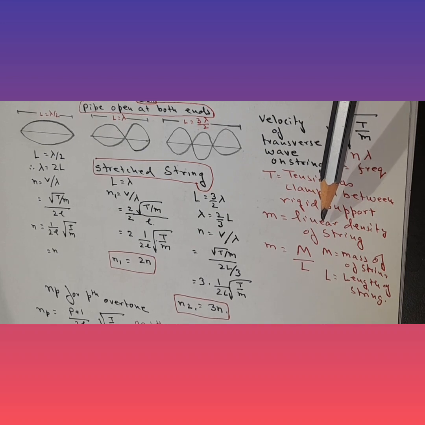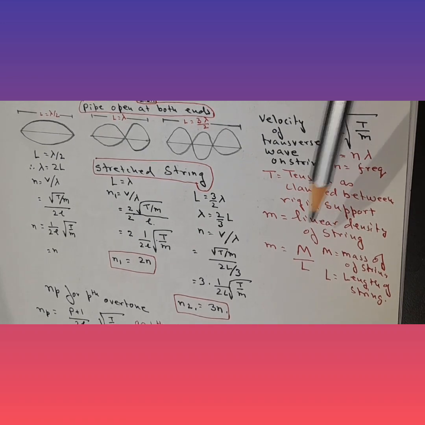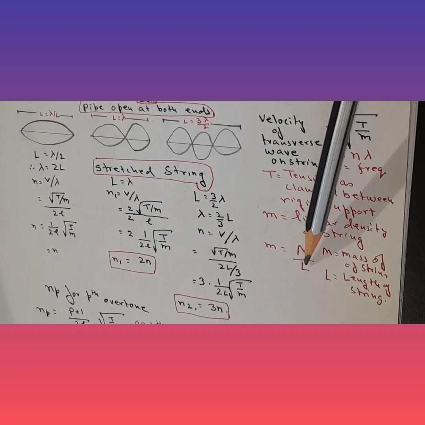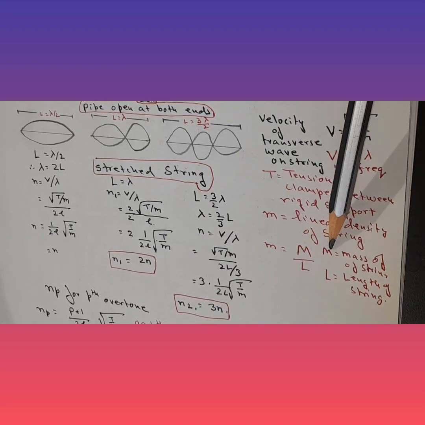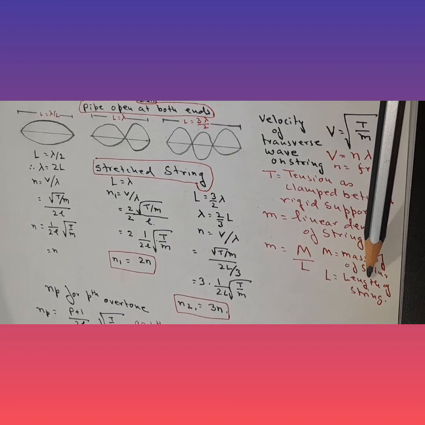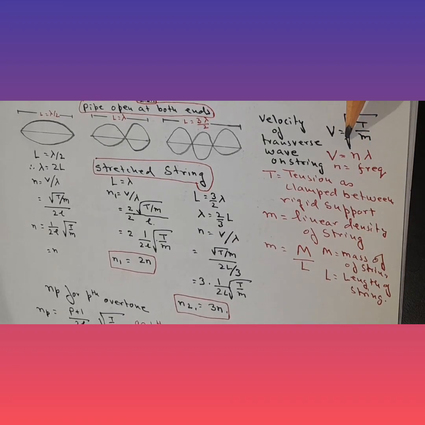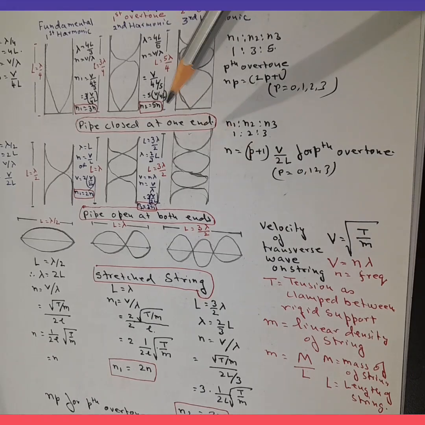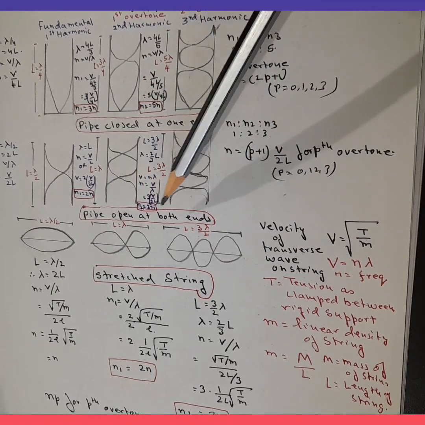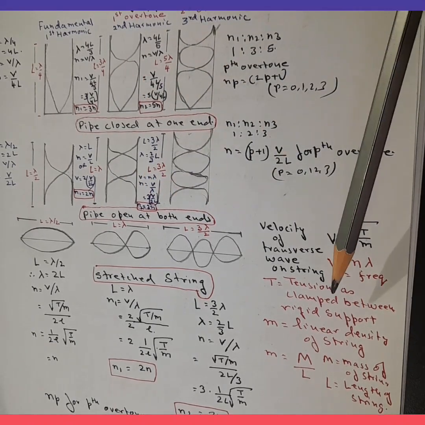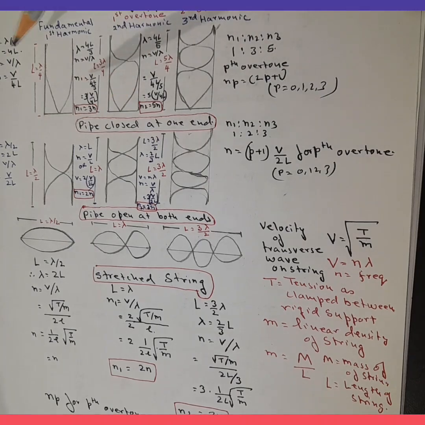So it's that tension, and this small m is the linear density of the string. What do I mean by linear density of the string? Linear density means it is capital M over capital L, where capital M is the mass of the string and L is the length of the string. This is the formula we have got to keep in mind: V equals root of tension over mass per unit length. We would be applying this formula not only for the string, but also for the pipe closed at one end and the pipe open at both the ends.